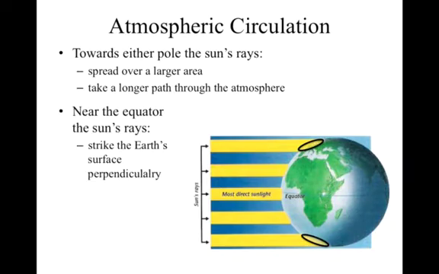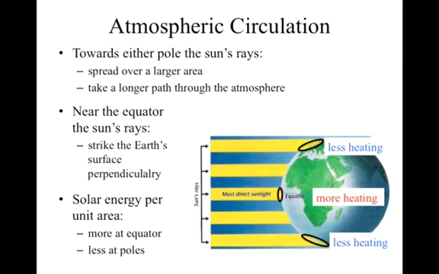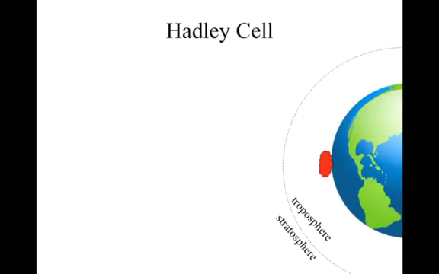Contrast that to the solar radiation that's hitting at the equator, and you'll notice that it takes a much more direct path, much shorter path, and it strikes the Earth's surface perpendicularly, so it's more focused into a smaller area. Ultimately, what that means is that the solar energy per unit area is actually more at the equator and less at the poles. That in turn means that you get more heating at the equator and you get less heating at the poles. So again, this shouldn't be a shocker. The equator tends to get hotter and the poles are a little bit colder. Why does that matter? Well, that actually drives movement of air masses in very predictable ways.